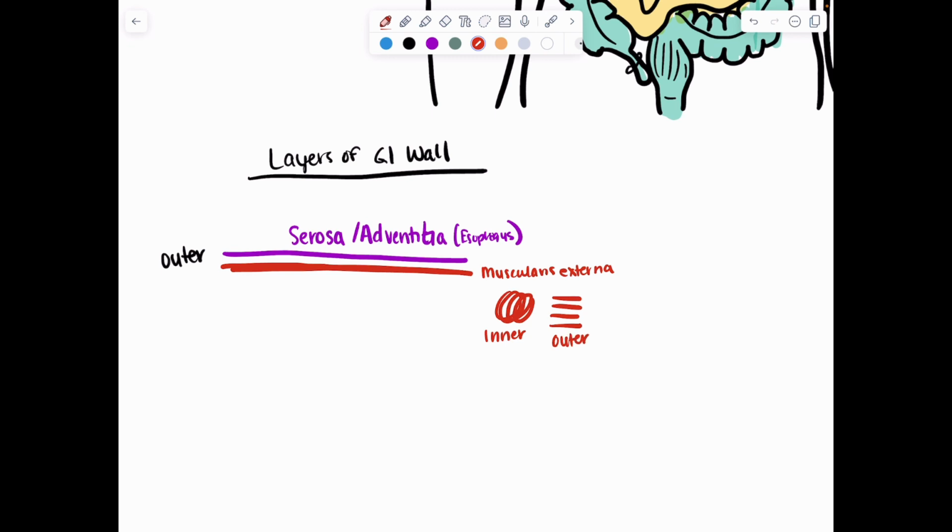In the stomach, we have one extra layer, and that is going to be oblique. It's going to have these oblique fibers. These muscles are all going to be innervated by the myenteric plexus, which is part of the enteric system, which we didn't really talk too much about. All right, so after our muscularis externa, we have our submucosa.